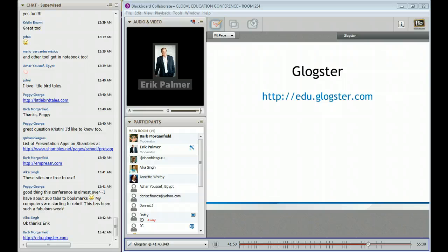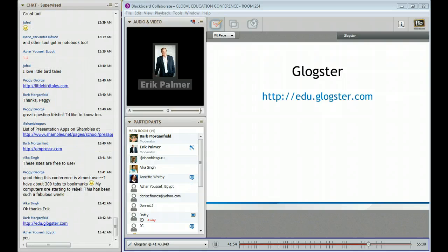Glogster is an online poster. It's an online interactive poster. A great way to present information. Take a look at the poster that we created, and you can see the problem.